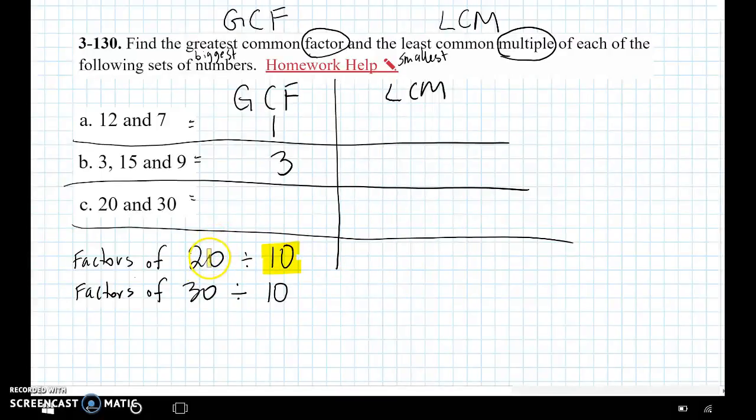20 divides evenly into 20, but 20 does not divide evenly into 30. So 10 is the greatest common factor here. So that's three ways to do the greatest common factor. Now let's do the least common multiple.